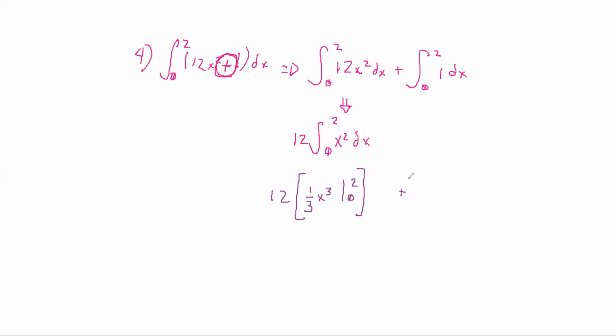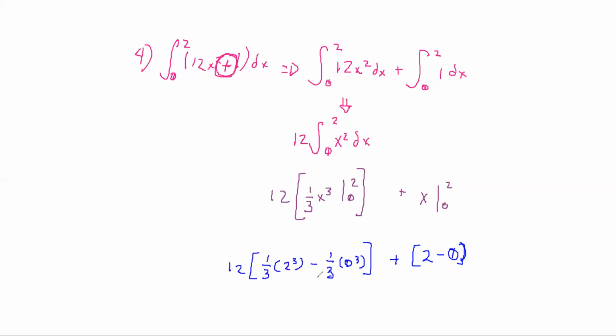And then we have x from 0 to 2. So we're going to continue on in this pattern. We have 12 times 1 over 3 x, or excuse me, not x. This is going to be 2 to the third minus 0 to the third, plus 2 minus 0.